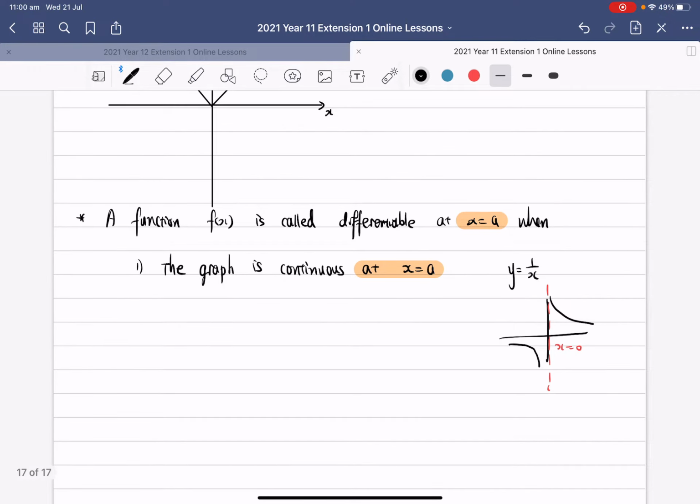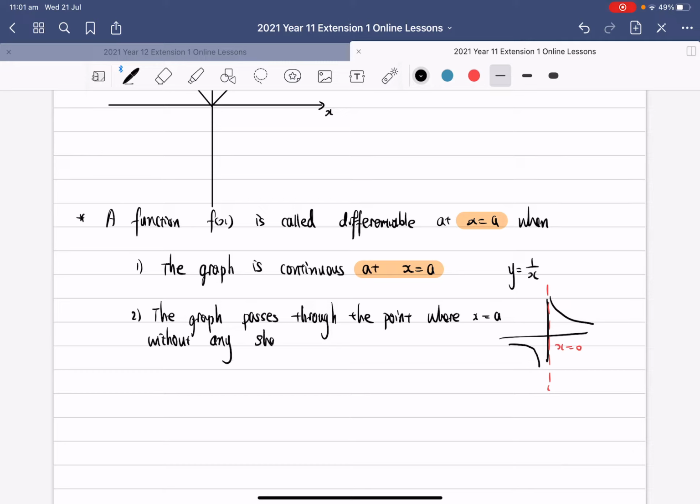The second condition is that the graph passes through the point where x equal to a without a sharp corner. There are no sharp turning points there. So the graph passes through the point where x equal to a without any sharp corner. I usually just say sharp turning point.